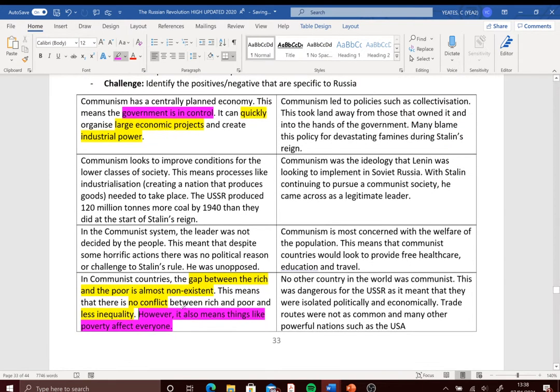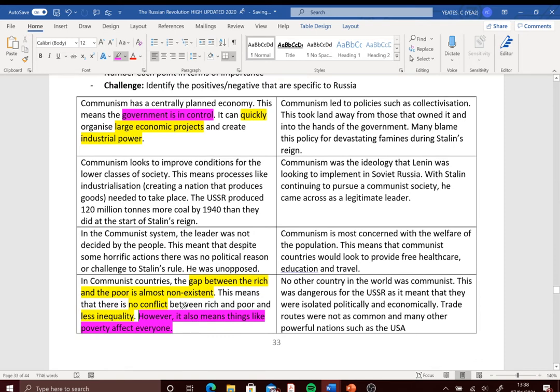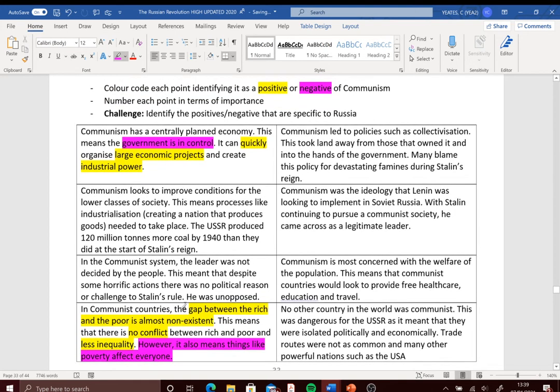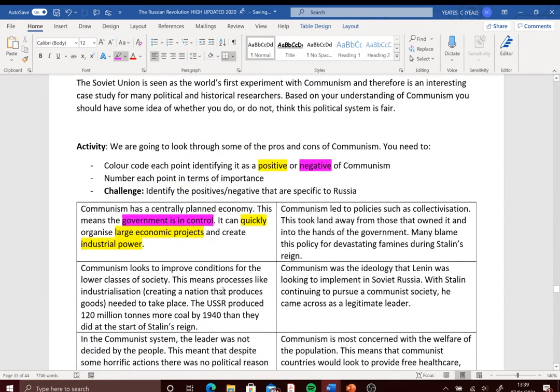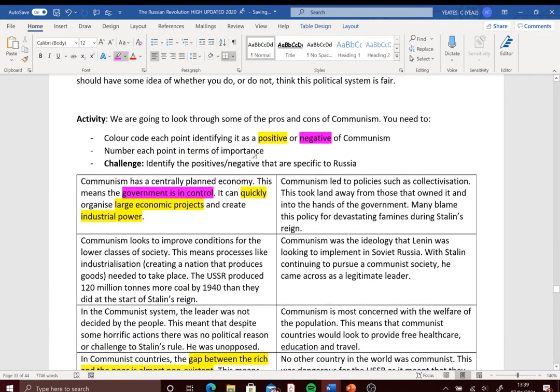That is your first job here, to make sure that you are identifying the positives and the negatives of communism, because remember, our objective is all about evaluating whether it is effective and popular. Now, your second activity, and there are two that I want you to do here. As much as we've said that there are positives and negatives, some of these positives might actually outweigh the negatives, or some of these negatives might outweigh the positives.